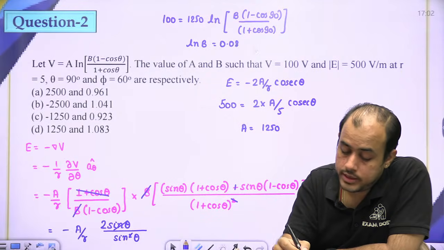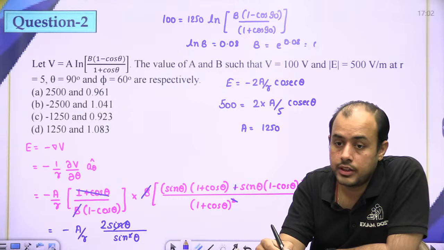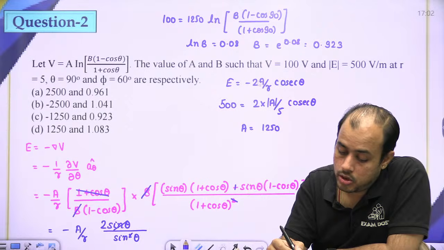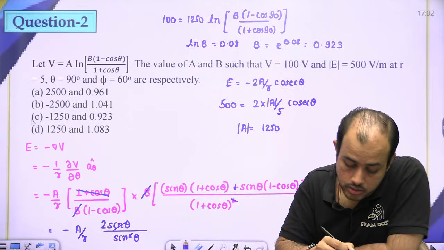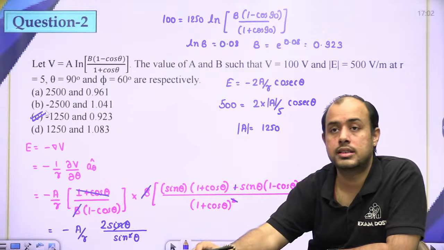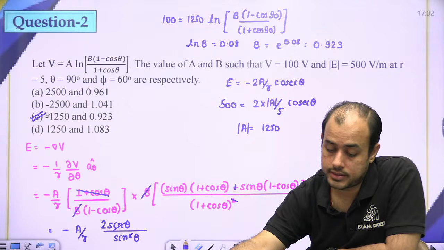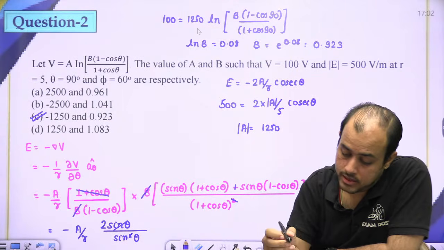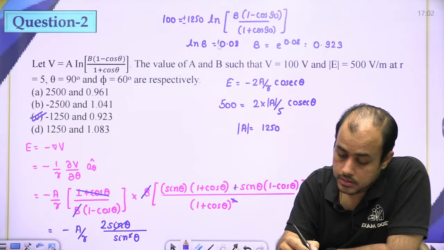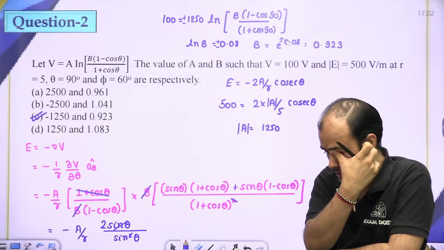Log B is 0.08. B will be e to the power 0.08, which will be 0.92. Here a mod will be applied, answer will be, okay. A can be positive negative both but B is fixed 0.923. A can be plus or minus, so only one option will fit, which will be C.